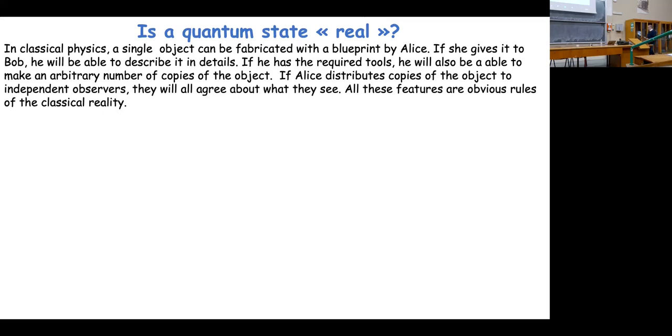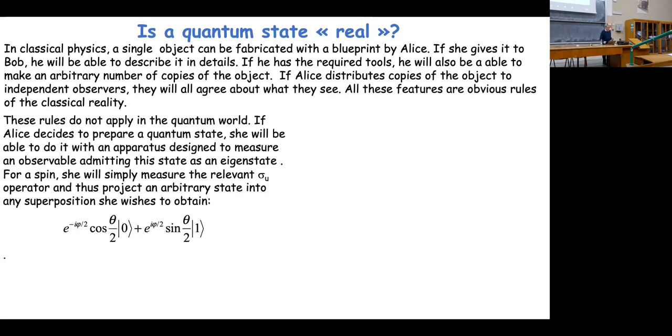A quantum state is quite different. Suppose that you ask Alice to construct a spin state. The way she can do it is to take a spin and to measure it along any direction. She can put an apparatus which will measure any component of the spin. If she finds a plus value, she will know that her spin has been prepared in this linear superposition. So she has a way to prepare, with an apparatus, any combination.